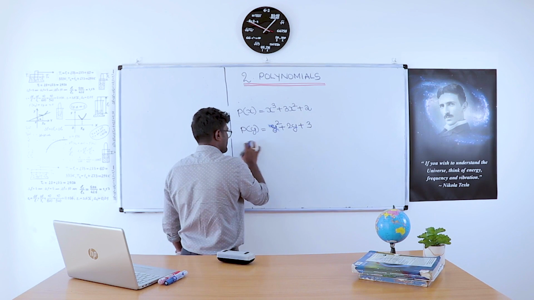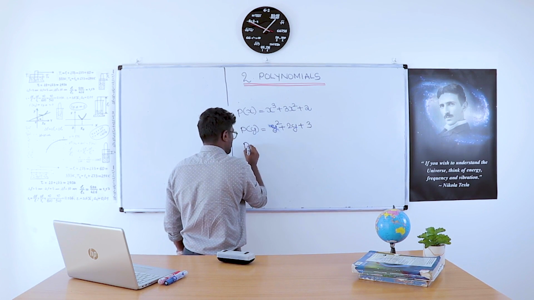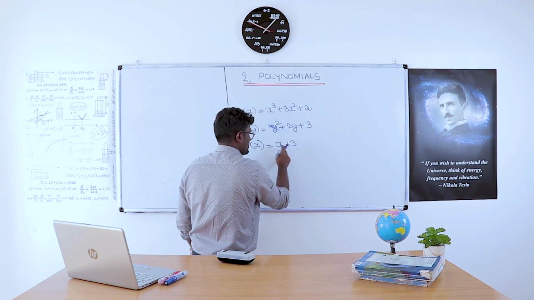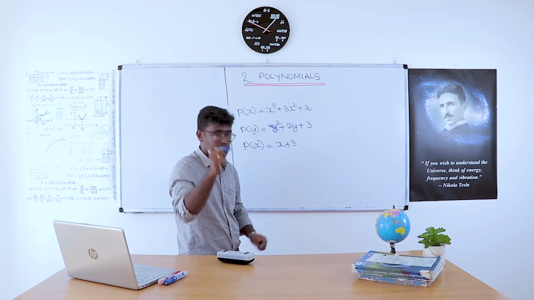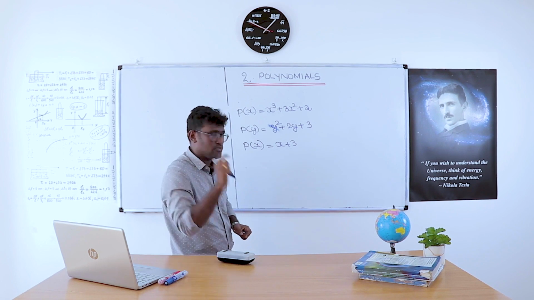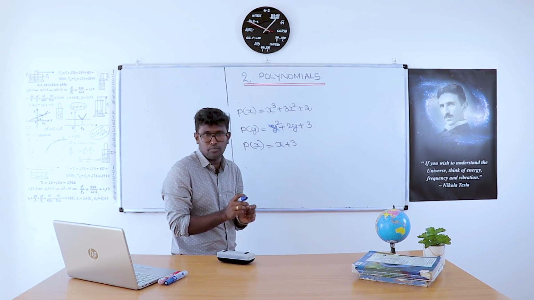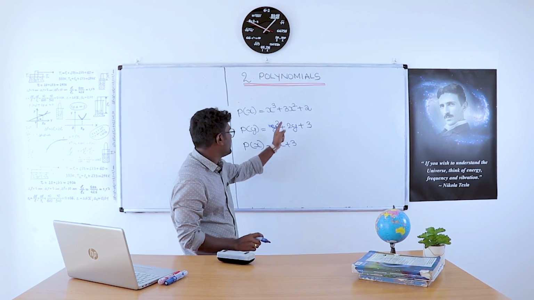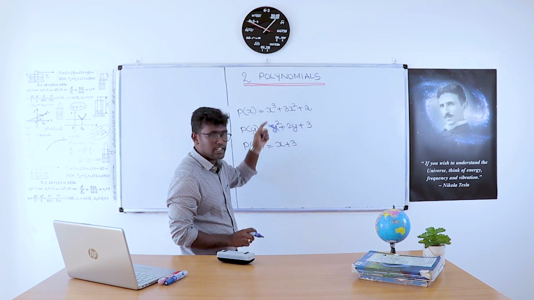So next one is P of x is equal to x plus 3. So the degree of the polynomial is 1 because the power of x is 1. So the degree of the polynomial is 1, which is called a linear polynomial, or otherwise called a first degree polynomial. So first degree polynomial, second degree polynomial, third degree polynomial.